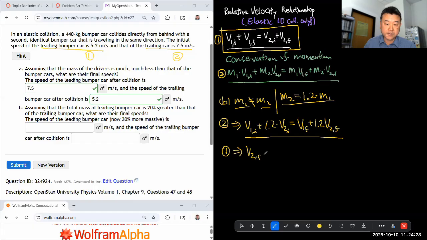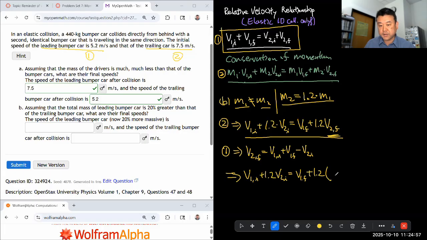So v2 final is equal to, move v2 initial over, v1 initial plus v1 final minus v2 initial. So plugging this into here, I end up with v1 initial plus 1.2 v2 initial is equal to v1 final, that I'll hopefully solve for in the end, plus 1.2 times, I should make sure to distribute it in later, v1 initial plus v1 final minus v2 initial. Okay, let's just stare at this for a while, have a plan of what to do.